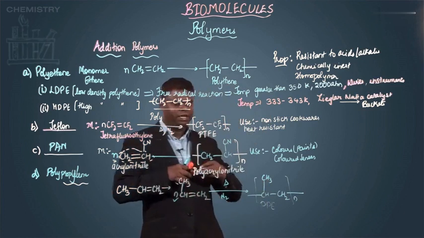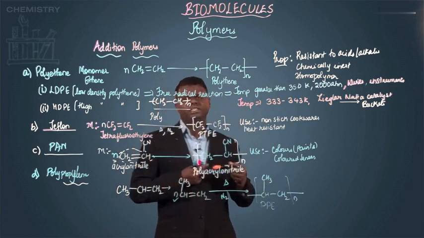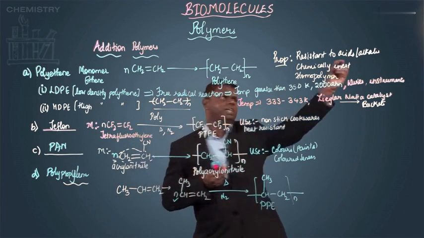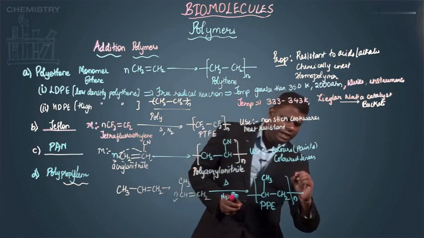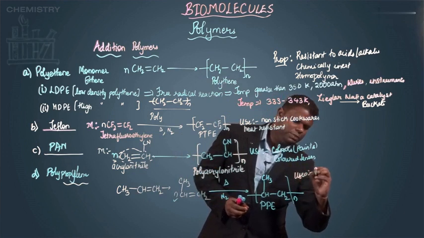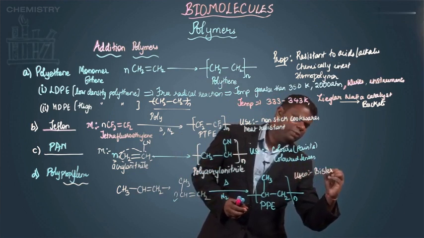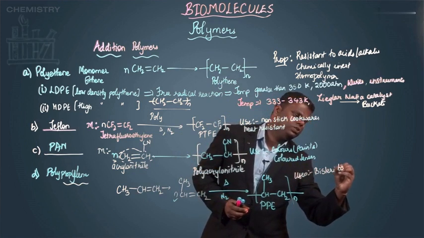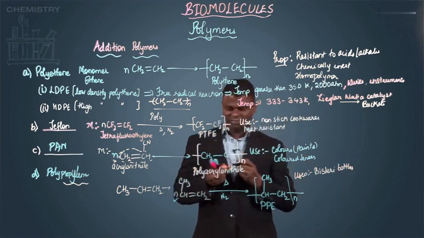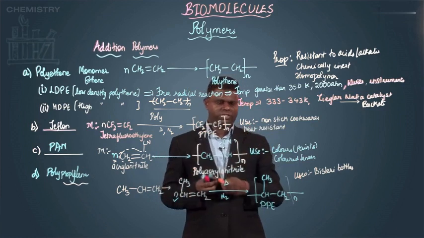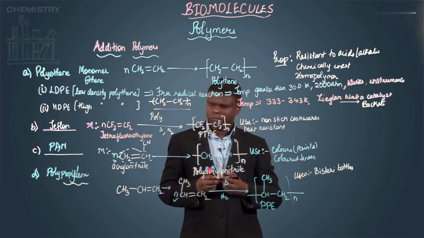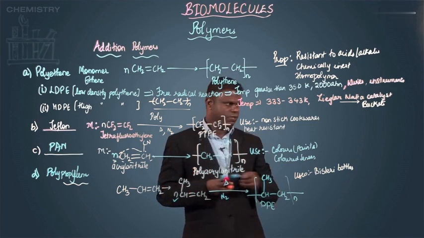So this polypropylene is again a branched polymer. It's an addition polymer. It is resistant to acids and alkali. It is a homopolymer. It is chemically inert, and the use is it is used in Bisleri bottles. So you might be knowing that you just use the bottles, you crush it and throw it off. It is all because of this branch polymer, because of which it is easy to break. Okay, so this was about the next polymer.